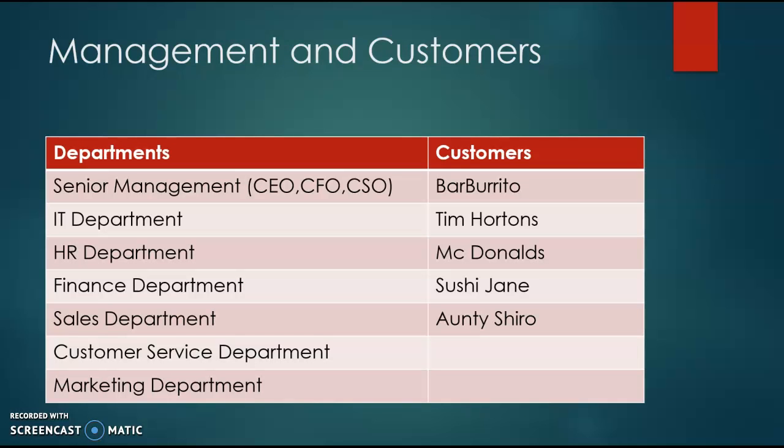I would like to tell you more about our management and customers. We have 6 major departments. We have senior management of 3 senior managers, the CEO, CFO, CSO. We have the IT department, HR department, finance department, sales department, customer service department, marketing department. We have 5 major customers, which are Barbarito, Tim Hortons, McDonald's, Sushi Chain, and Auntie Shiro, who is our local vendor.